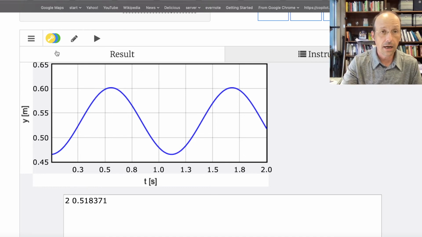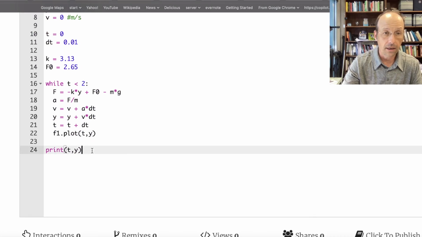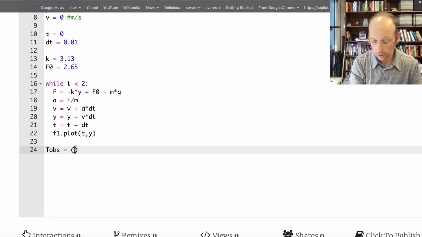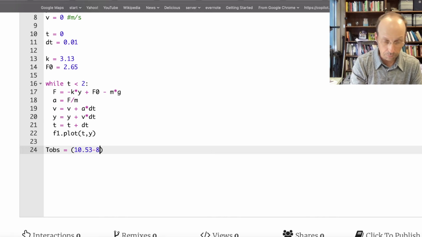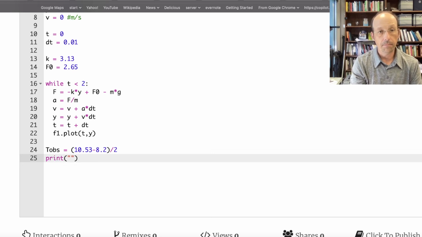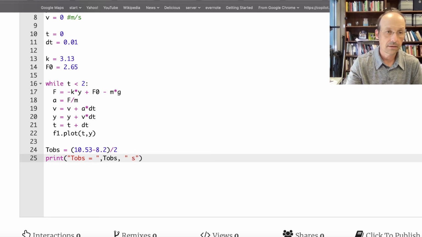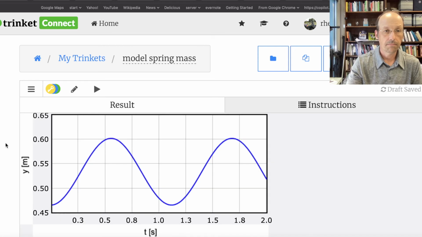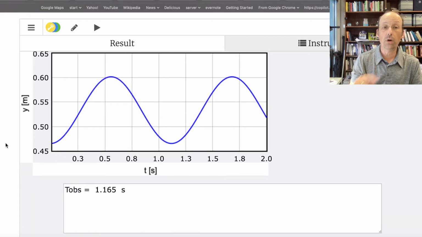Okay, let's do this. I'm going to go up here and get rid of that. I'm going to say T OBS, the observational period, the time for one oscillation, is going to be equal to, I wrote this down, 10.53 minus 8.2 divided by 2. That was 2 oscillations. Print TOBS equals TOBS in seconds. Okay, so that was a period of 1.165 seconds.